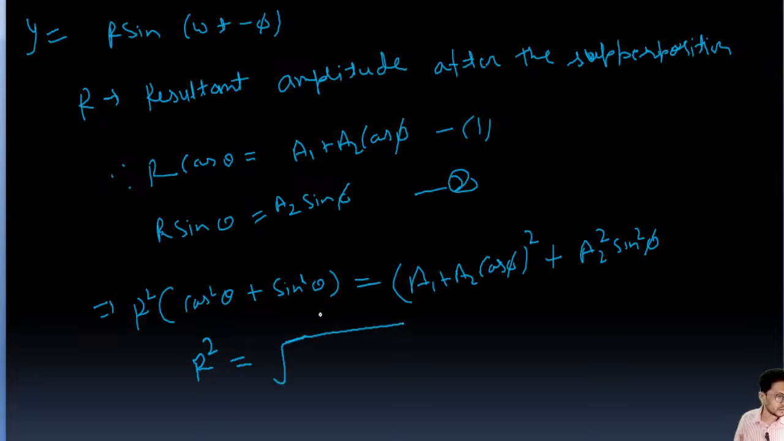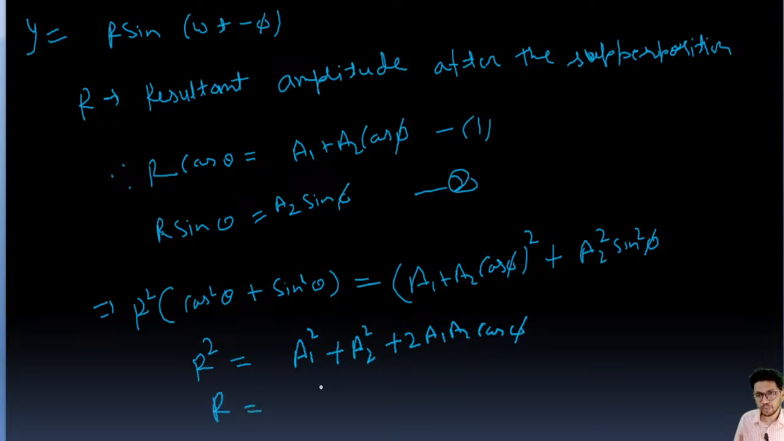We'll open this, a plus b whole square, and cos square phi plus sin square phi is going to be 1, so this value is going to be a1 square plus a2 square plus 2 a1 a2 cos phi. Then the value of r is going to be root of a1 square plus a2 square plus 2 a1 a2 cos phi. This is the value of the resultant r.